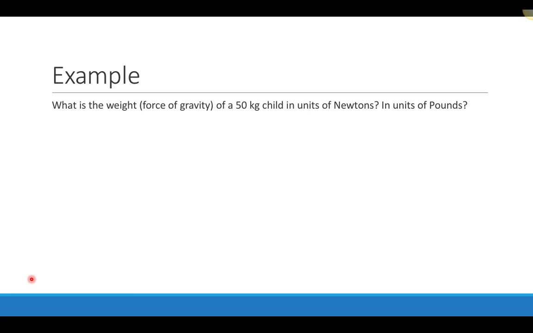So we could look at a simple example. Suppose that we have a 50 kilogram child, and we want to know what is the weight, or the force of gravity, of that 50 kilogram child on the Earth. So what does that child weigh on the Earth? We know that the weight of the object, or the force of gravity, is the mass times gravity. So it's 50 kilograms times 10 meters per second squared. So that child would weigh 500 newtons on the Earth.